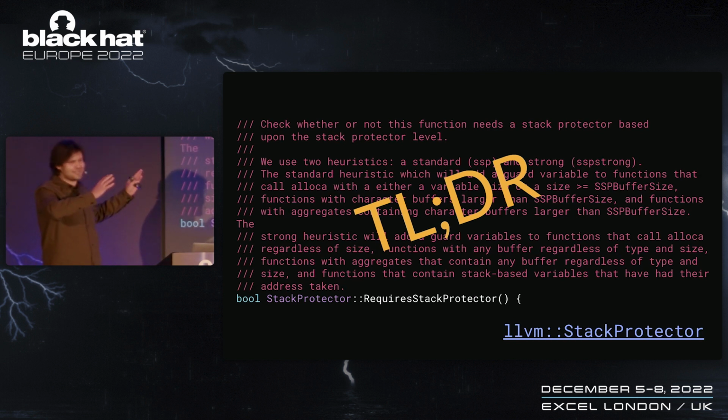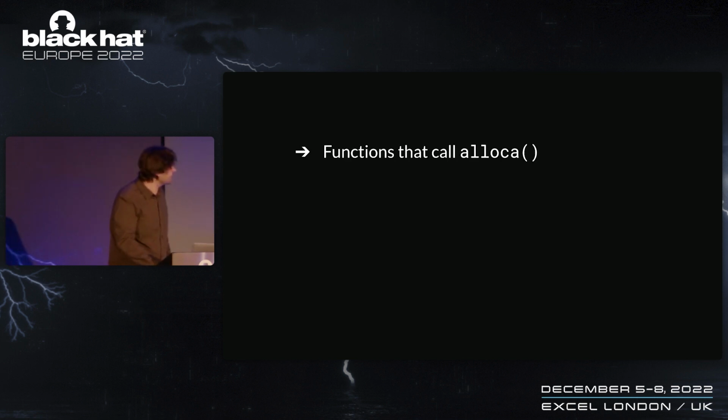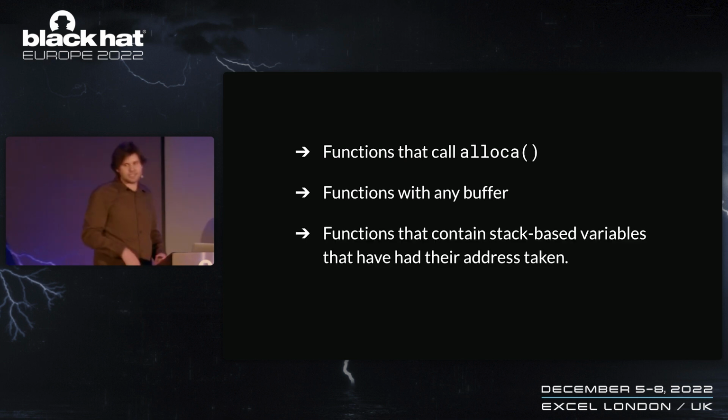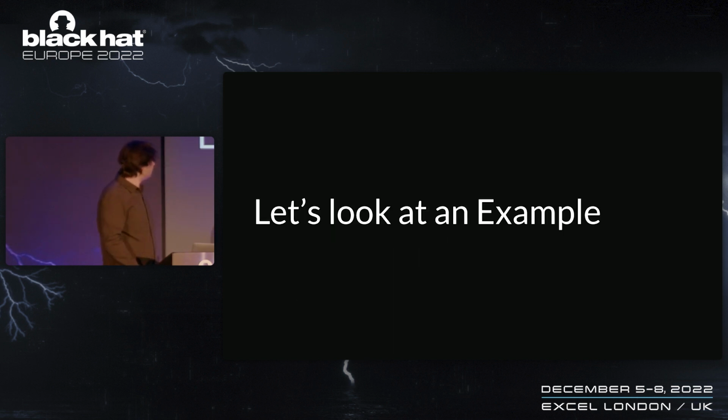This function has a lot of comments, so don't read it. I hope you don't see it through the TLDR. I'm going to tell you what this function does. So it checks if a function either explicitly calls alloca, or defines a buffer on the stack, or has an instruction that uses the address of a local variable, normally known as address-taken variables. If you don't have these prerequisites, a function will not get a stack protector. Now, what can we do with this information?